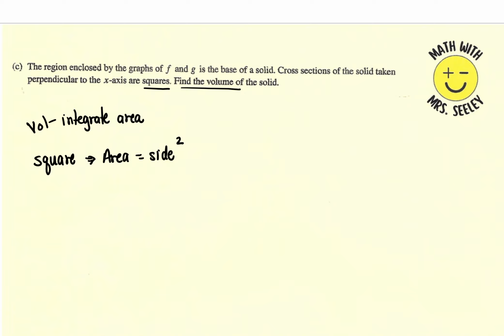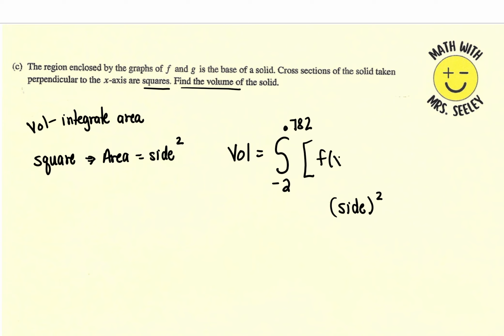So, therefore, we're going to find the volume by integrating from negative 2 to that 0.782 of the square, which is side squared. The side is, of course, that top curve minus that bottom curve, which is f of x minus g of x, quantity squared, dx.